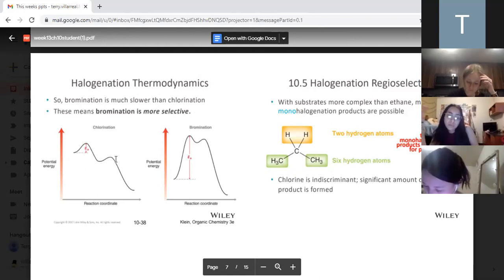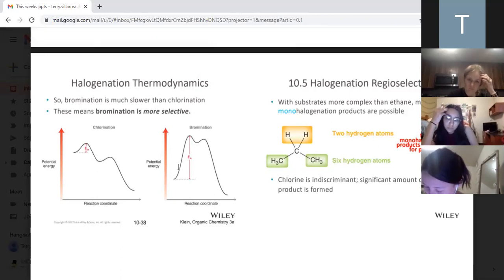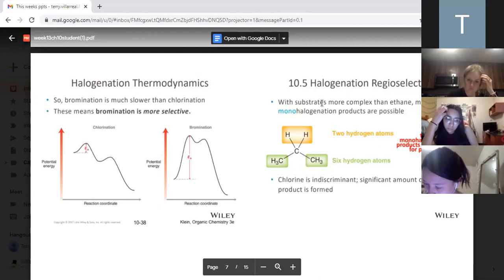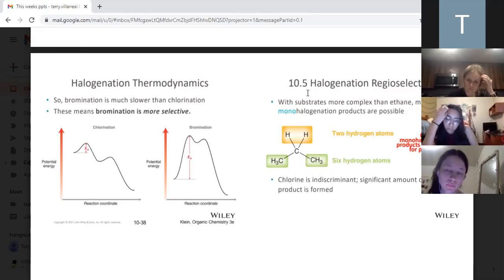So when we think about this with chlorination, it proceeds at a much quicker rate, right? It's not too bad. Bromination, though, has a much higher activation energy. So it's a lot slower. But because of this, we're going to see something that's really useful. So now we're going to be able to be regioselective. So do you remember what regioselective is?